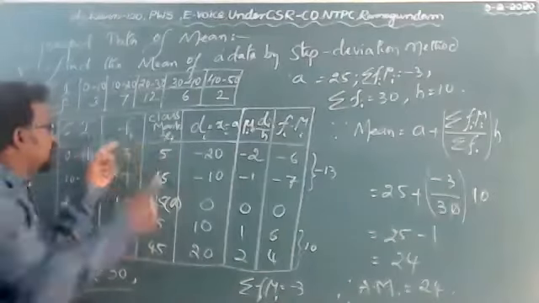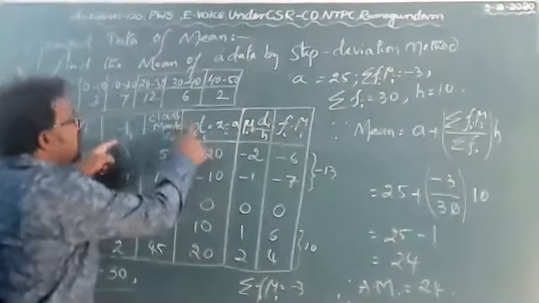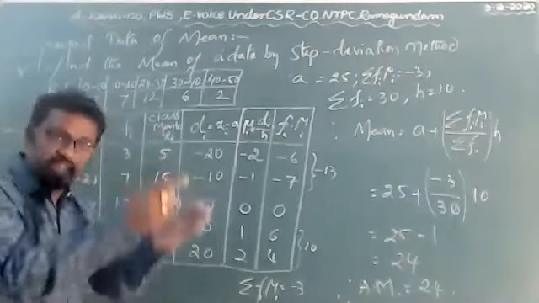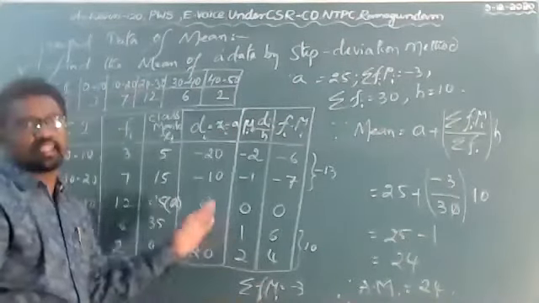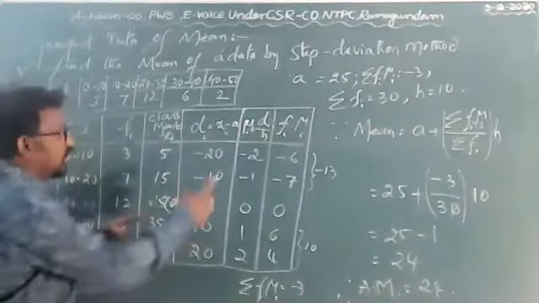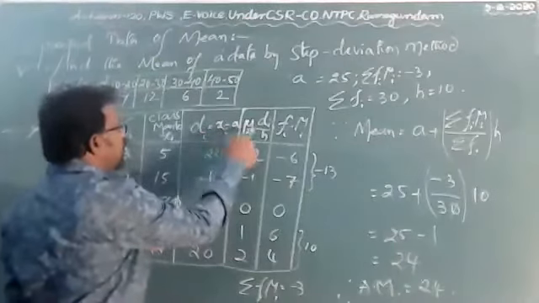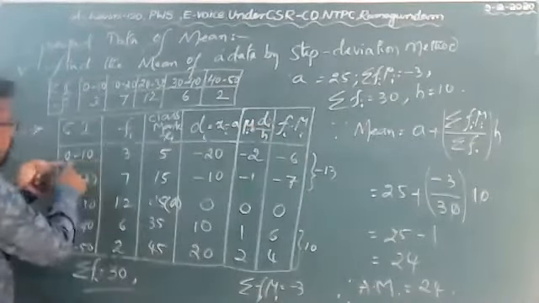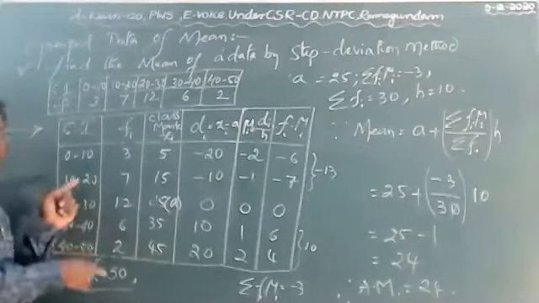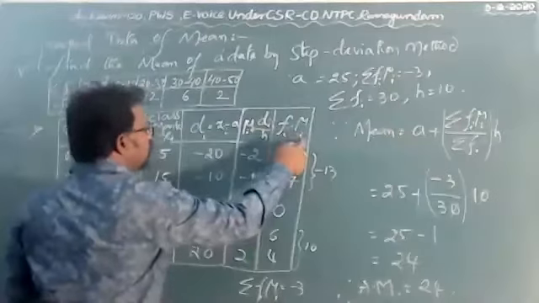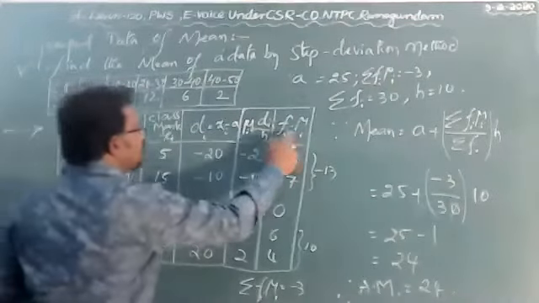In the assumed method, d will be added. F into d we have to do. Adding all of them, and just calculation. In the step deviation method, you get one more column, that is u, which is nothing but d by h. H is nothing but the gap. You have to take one more column, f into u.